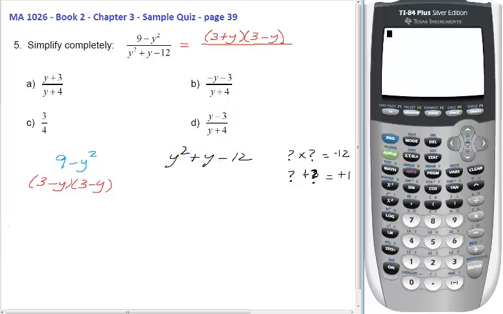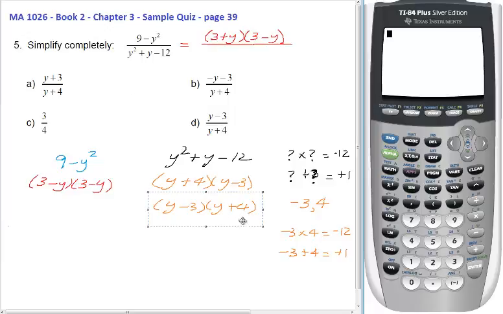Where does the sum come from? The sum comes from the coefficient of the middle term, which in this case is plus 1. And those numbers are negative 3 and positive 4. Let's double check. Negative 3 times 4 is negative 12. That works. Negative 3 plus 4 is positive 1. So they both work. Therefore, our factors are y plus 4 and y minus 3. You could also write it as y minus 3, y plus 4. That makes no difference. Either will work perfectly.